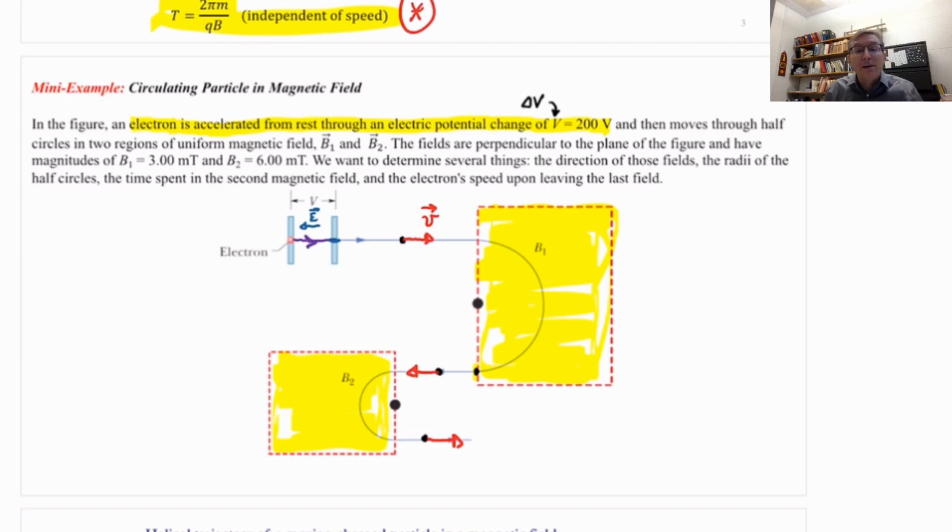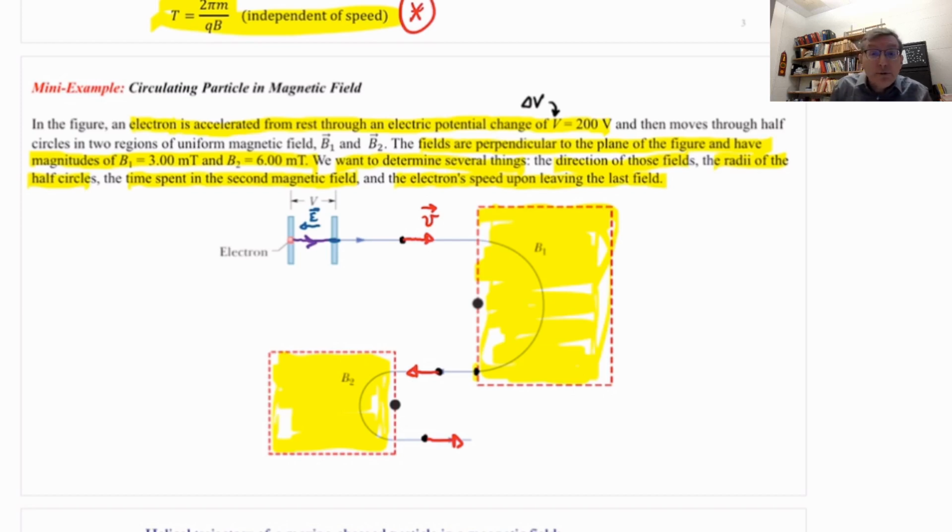Both those fields, B1 and B2, are uniform. Okay? The fields are perpendicular to the plane of the figure, and they have magnitudes of B1 is 3 millitesla, B2 is 6 millitesla. And we want to know several things. The direction of those fields, B1 and B2, into the screen or out of the screen, the radii of those half circles, and the time spent in the second magnetic field, and the electron's speed upon leaving the last field. So they want us to tell them a lot.